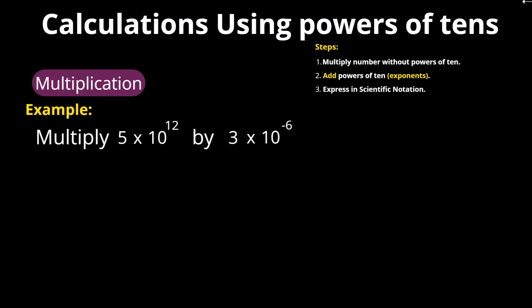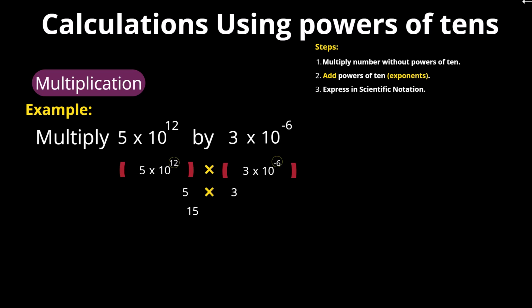Multiply 5 times 10 to the 12 by 3 times 10 to the negative 6. Let's set our problem as a multiplication problem. So now, first step, multiply numbers without the power of 10. That's our first step. So let's multiply 5 times 3. 5 times 3 is 15. Now, step 2, add powers of 10, which means we will be adding the exponents.